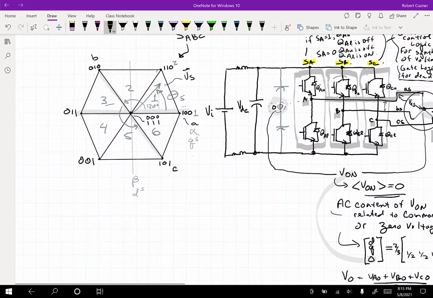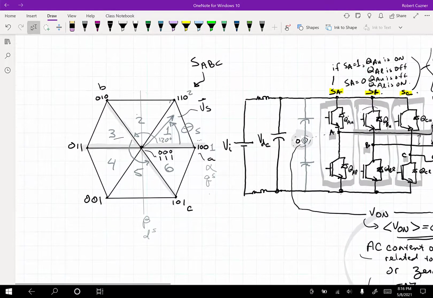Now, what I want to talk about is, what if we did not use these zero states at all? So there are no zero states.